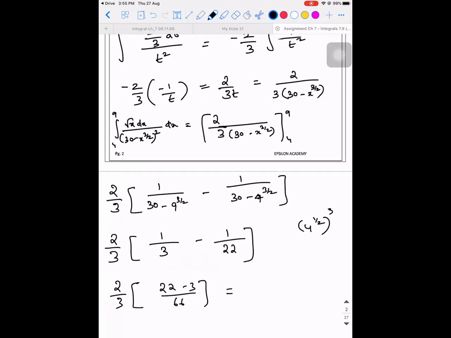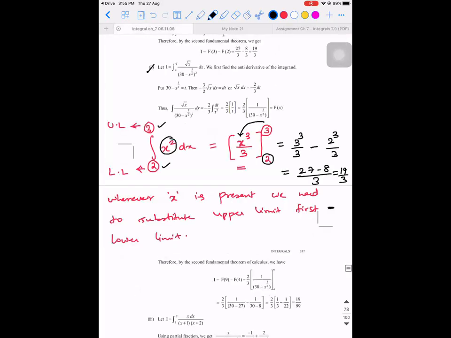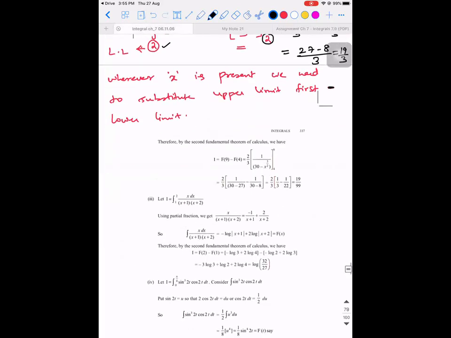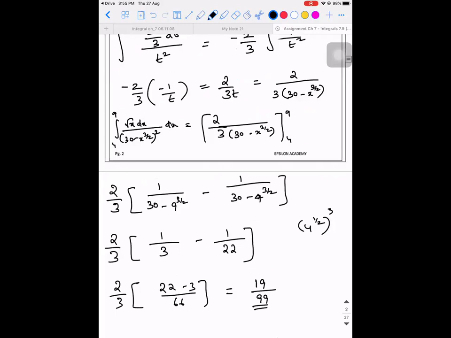So how much is it? 19 divided by 33 into 3 is 19. Is that the answer? Yes. So 19 divided by 99 square units.